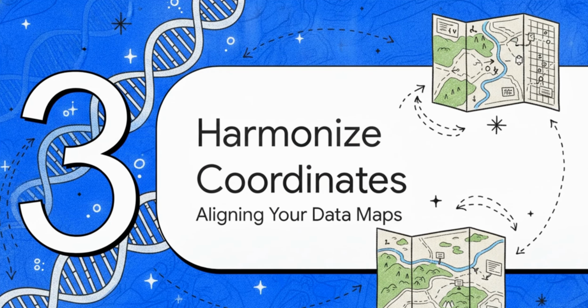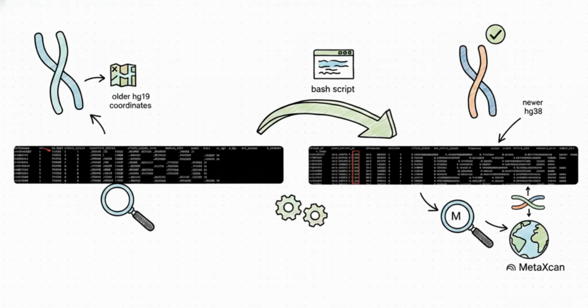All right, on to step 3. Let's harmonize those genomic coordinates and align our data maps. Now, what's really interesting about this slide is seeing that translation happen right in front of us. Look at the raw GWAS data on the left. You'll notice it's mapped using the older HG19 coordinate system, but MetaXcan's latest models actually require the newer HG38 build. So by running our bash script, all that data on the left is cleanly converted to the updated HG38 standard you see on the right. It seamlessly updates the chromosome positions and makes sure our reference alleles match up perfectly.